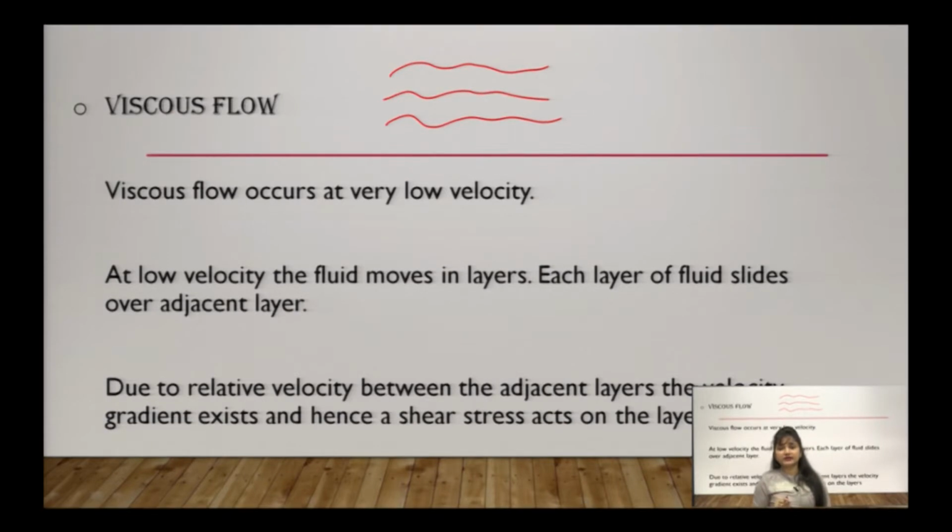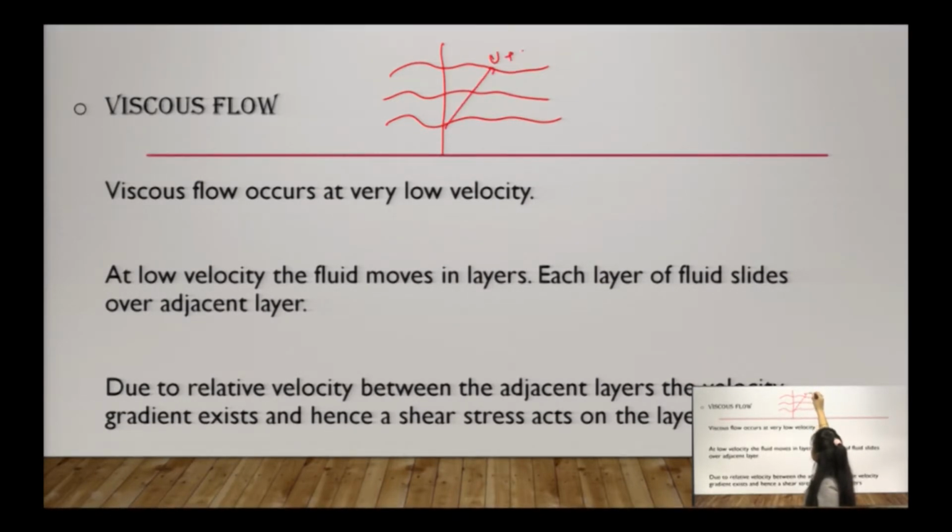One layer of the fluid slides over the adjacent one, and due to this movement a velocity gradient exists. That velocity gradient is nothing but the rate of change of deformation, or rate of change of shear strain, which is calculated with the help of the shear stress acting on that particular layer.